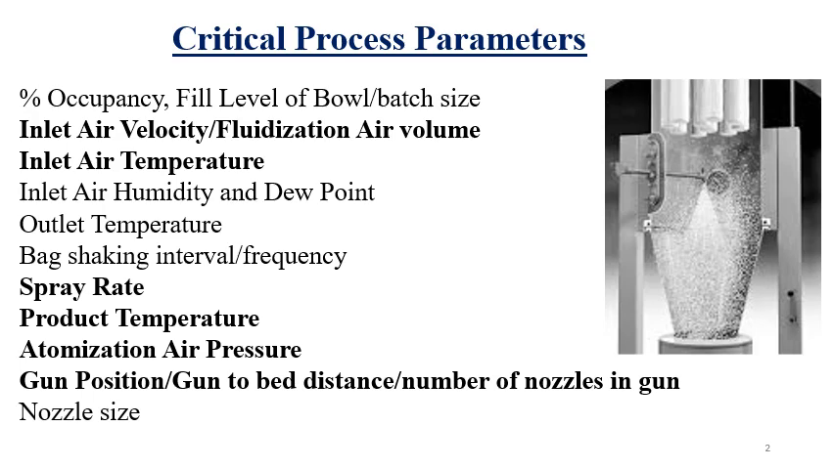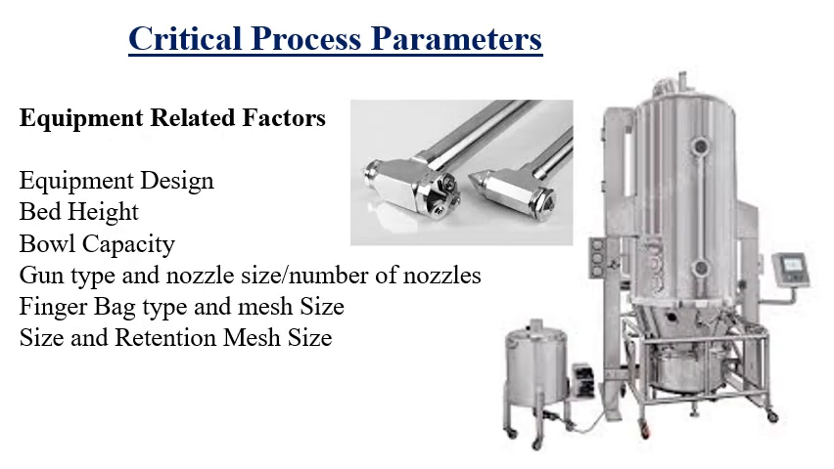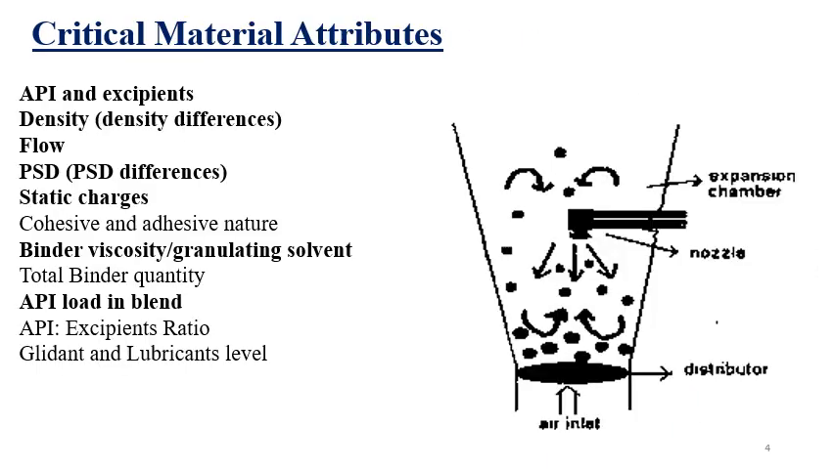Now some of the machine related parameters affect the CPPs, like equipment design. Different equipments are designed for fluid bed granulation: bed height or bowl capacity, bowl design, gun type and nozzle size, number of nozzles in the same gun, and the nozzle design, finger bag type and the mesh size. It is also very important. Product specific finger bags are utilized, with size and retention mesh size. These are the critical equipment related factors which affect the CPPs.